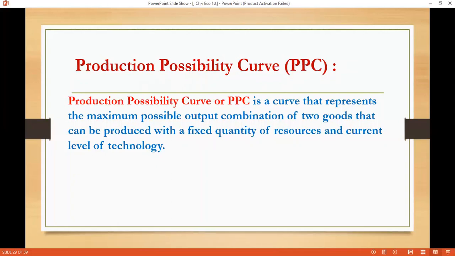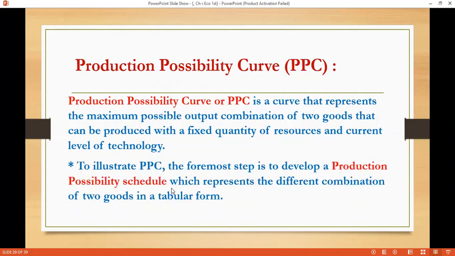This curve represents the maximum possible output combination of two goods because in PPC the assumption is that the economy or the country can produce only two goods. This is actually for simplification of the discussion, to address the economic problems. And to illustrate the production possibility curve, the foremost step is to develop a production possibility schedule, which represents the different combinations of two goods in a tabular form.